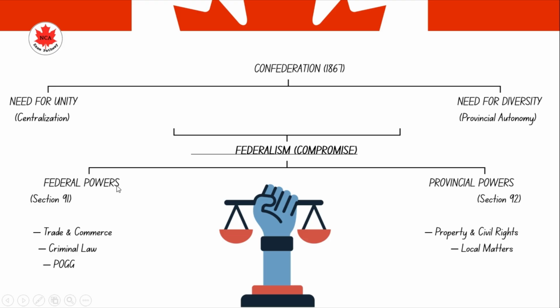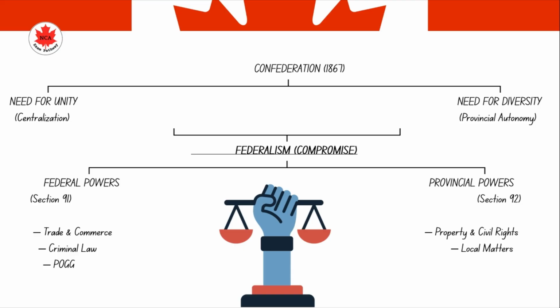The federal government was given powers under Section 91 over national and economic matters, and the provinces were given power under Section 92 over local matters, especially property and civil rights. Hogg also emphasized that this division reflects a balance between unity and diversity. Unity through a strong central government capable of managing national concerns, and diversity through constitutionally protected provincial autonomy.